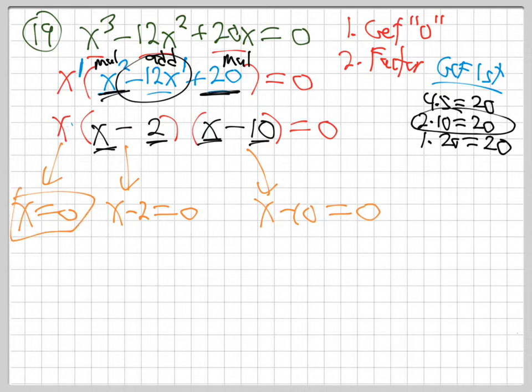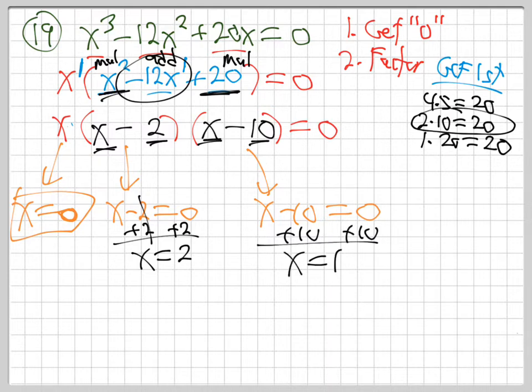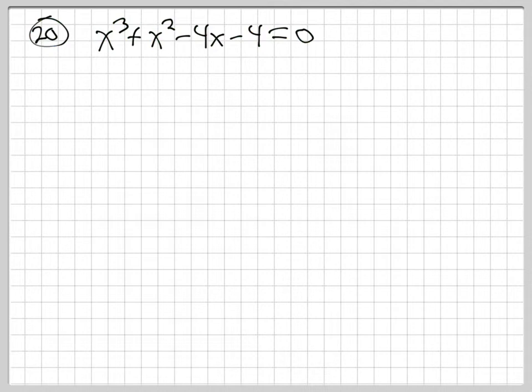So this one's done, right? Nothing more to do there. X is already alone on that one. How about this one? Well, we need to add 2. So x is 2. This one we need to add 10. So x is 10. So we have 3 answers: 0, 2, and 10. There's 3 answers to that problem. No surprise, it was x cubed from the beginning. So there's 3 answers. Sorry about that.